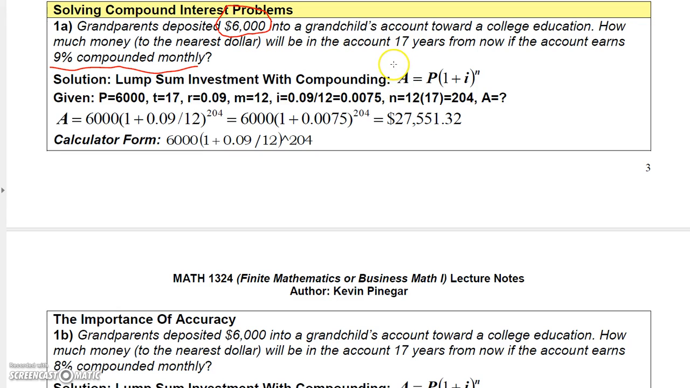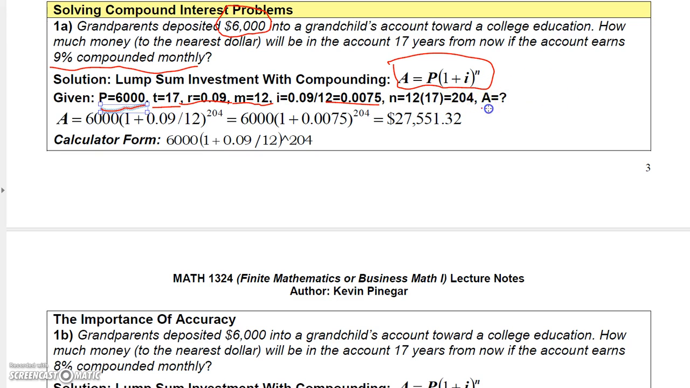So since we want the amount, we're going to use this formula, A equals P times (1 plus I) to the N. We're given the principal is $6,000, that's the amount invested. We know the time period is in years, 17 years. We know the annual rate is 0.09. We're compounding monthly, so M would be 12. Well, since we know R and M, we know I would be 0.09 over 12, which is actually a terminating decimal, 0.0075. And then N would be 12 times a year times 17 years, which is 204.